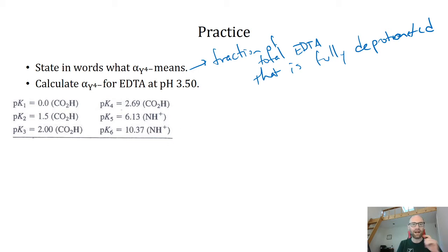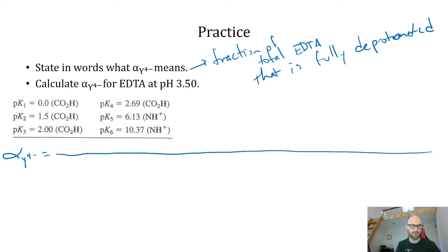To calculate alpha Y4 minus at a pH of 3.50, that would be equal to, and this is probably going to take me a solid chunk of time to write, I'm going to write the denominator first.